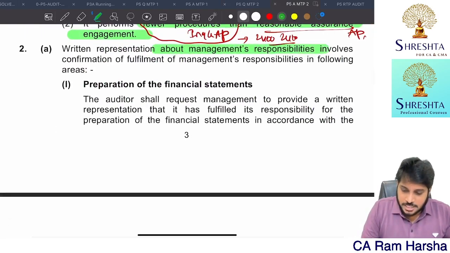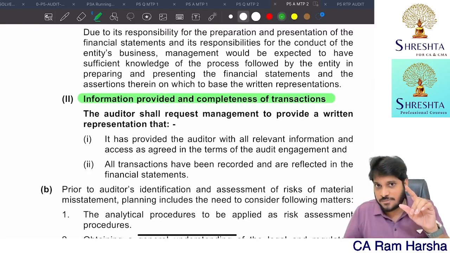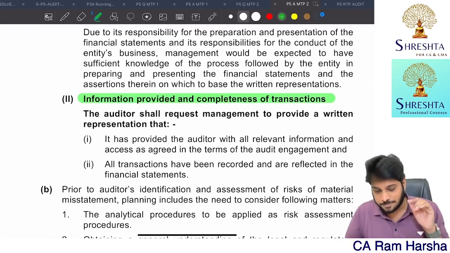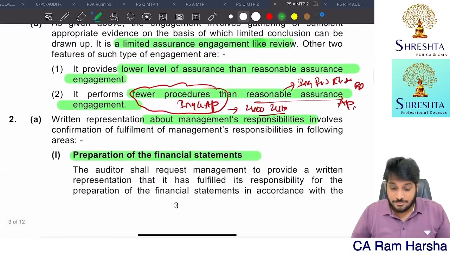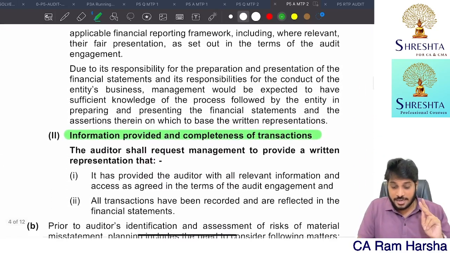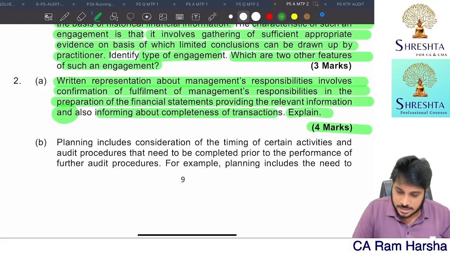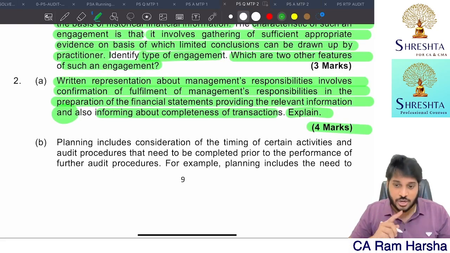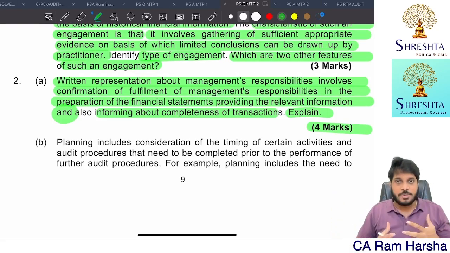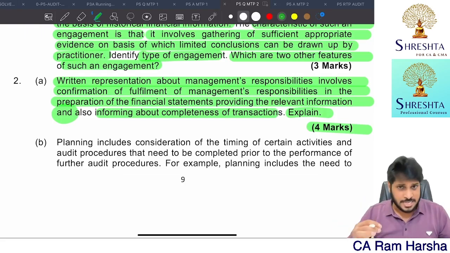So written representation about management responsibilities involves specifically: one, preparation of financial statements; two, information provided and completeness of it. In 580 it is specifically explained, in the regular classroom also. So management responsibilities related representation are two things. One, regarding preparation of financials. Two, regarding information provided to the auditor and completeness of the information given to the auditor. That's it. You need to give a clear indication that all the transactions are completely recorded and all the information relevant for the audit has been provided to the auditor. Please read it. Don't neglect it.